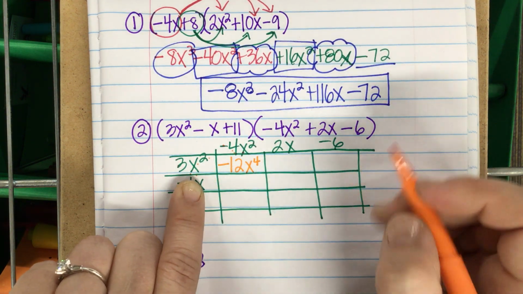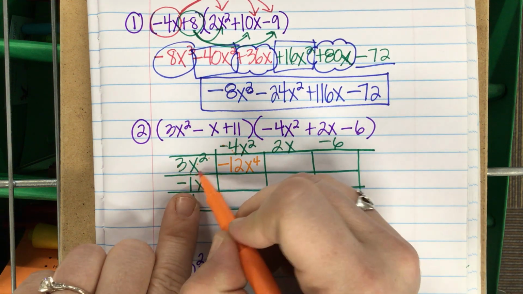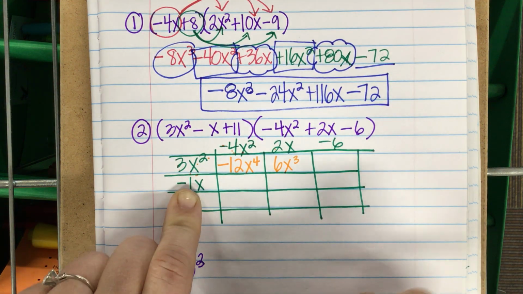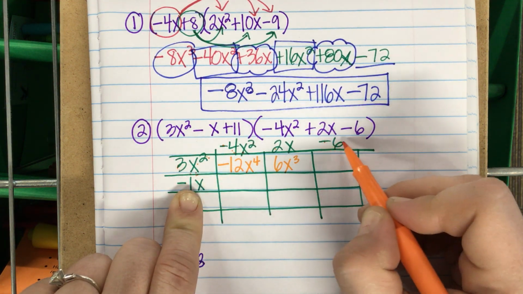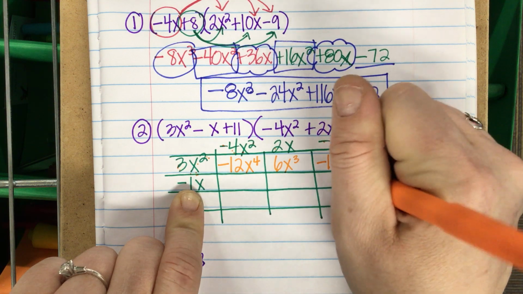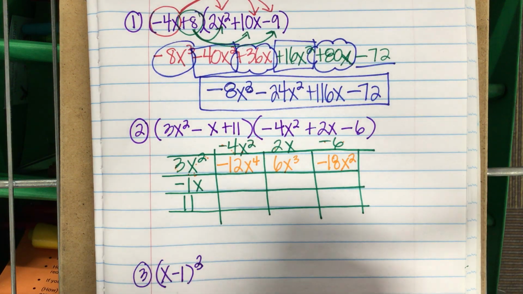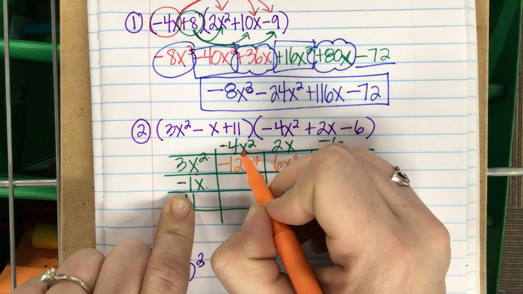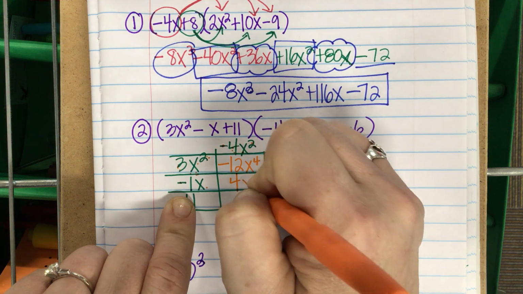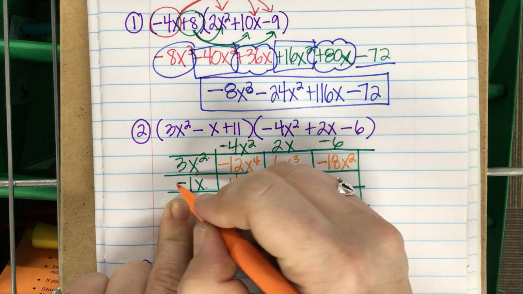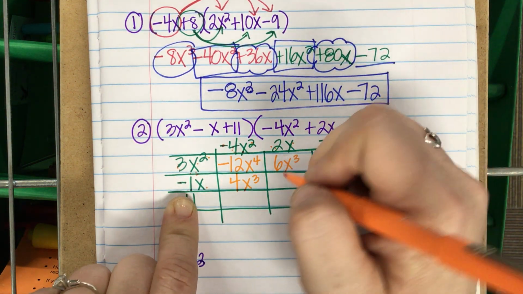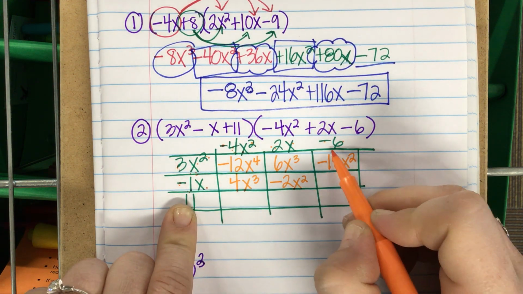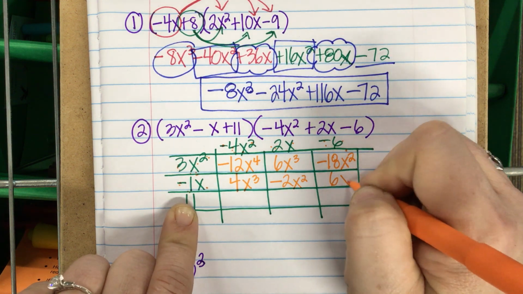Let's go across this time just to be a little different. 3x squared times 2x makes 6x to the 3rd. And 3x squared times negative 6 makes negative 18x squared. Negative 1x times negative 4x squared makes positive 4x to the 3rd. Negative 1x times 2x makes negative 2x squared.